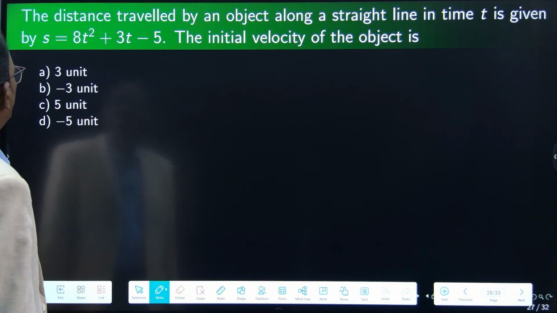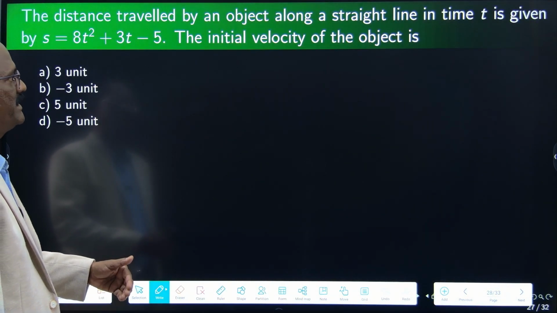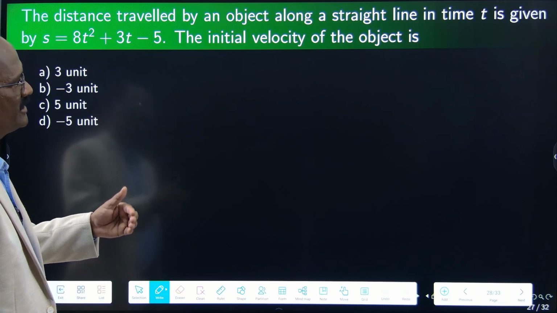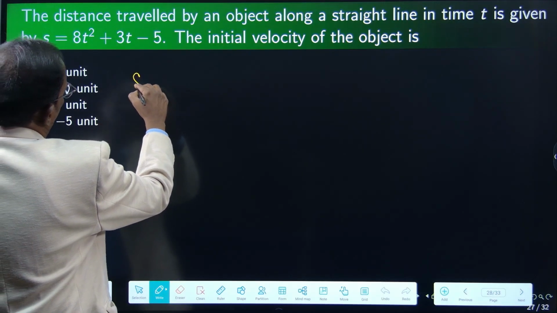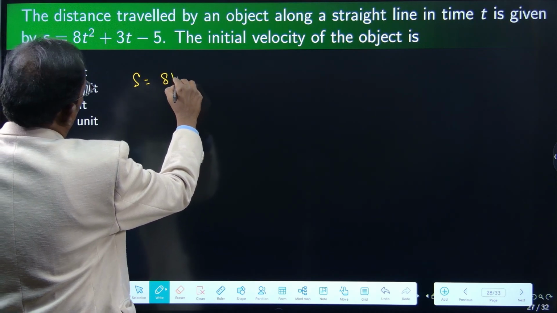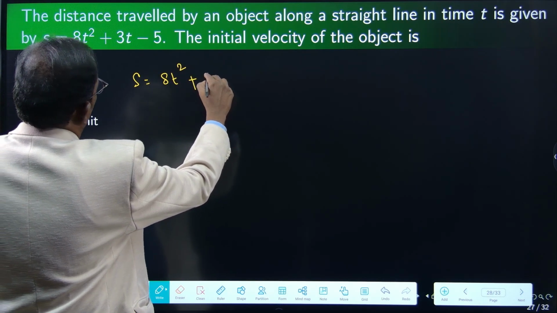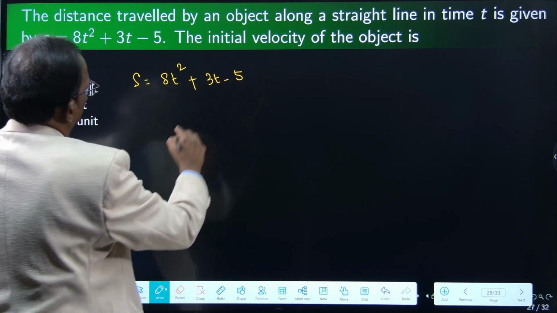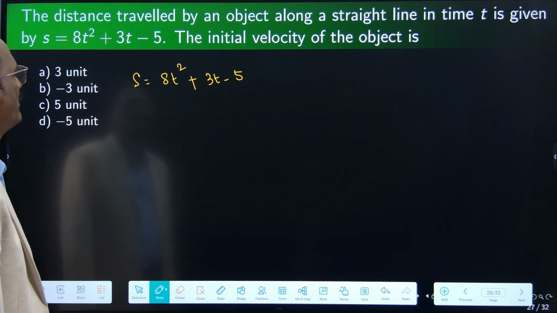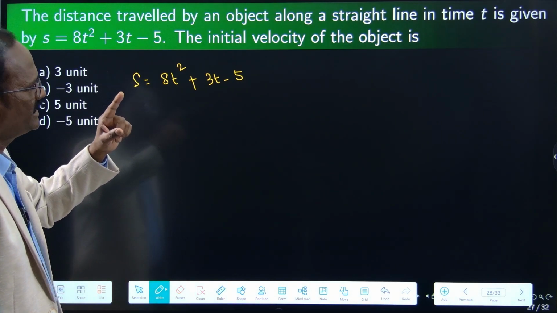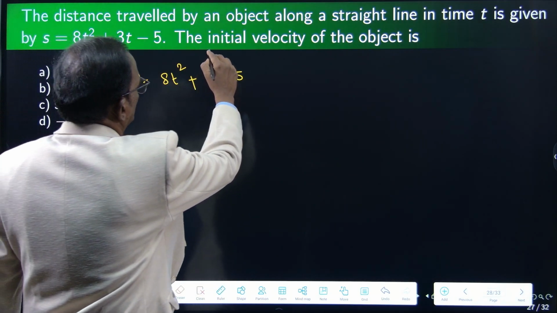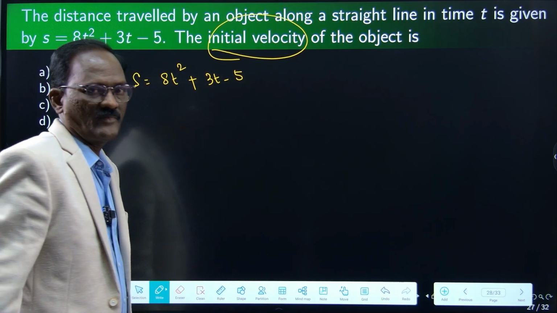Next problem. The distance travelled by an object along a straight line in time t is given by s is equal to s or x. Both the letters can be used. 8t square plus 3t minus 5. The distance s in meters. The initial velocity.